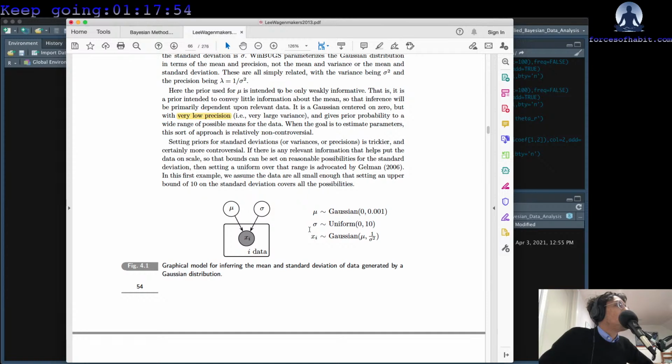So for sigma here, we're using a uniform distribution from 0 to 10, and then our data is modeled as Gaussian, with mean mu and precision 1 over sigma squared.